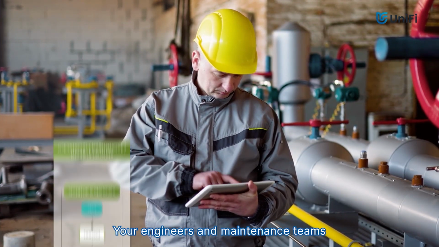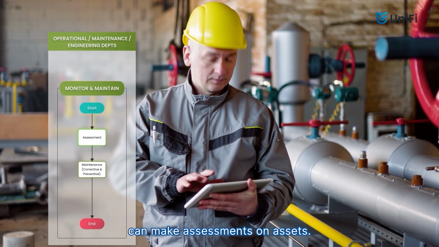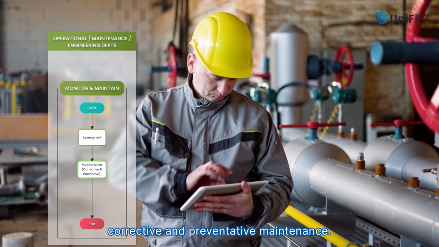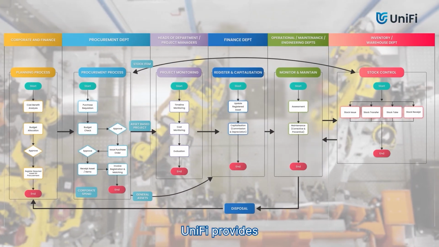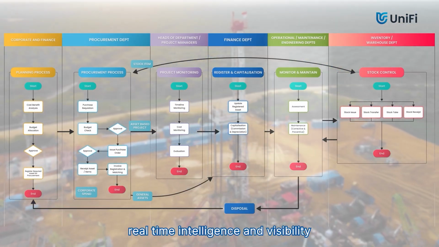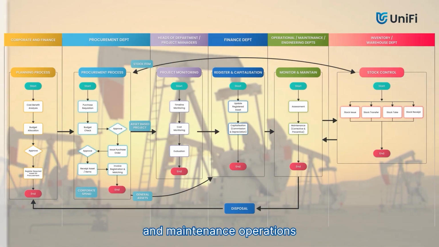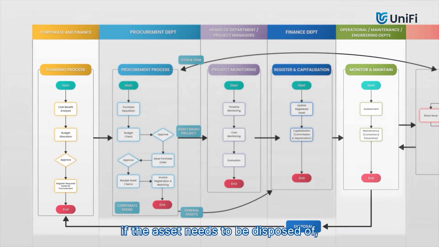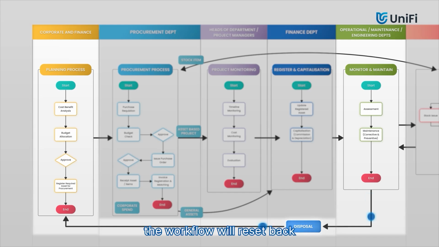Your engineers and maintenance teams can make assessments on assets, get automated alerts, and schedule corrective and preventative maintenance. UniFi provides real-time intelligence and visibility into asset performance and maintenance operations to ensure everything is running smoothly. At this stage, if the asset needs to be disposed of, the workflow will reset back to the planning process.